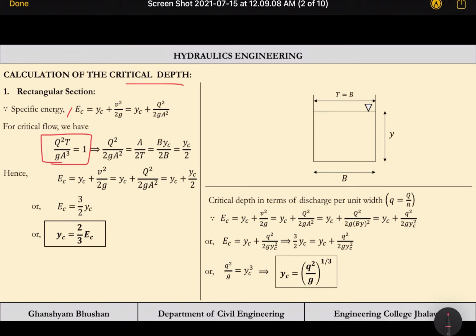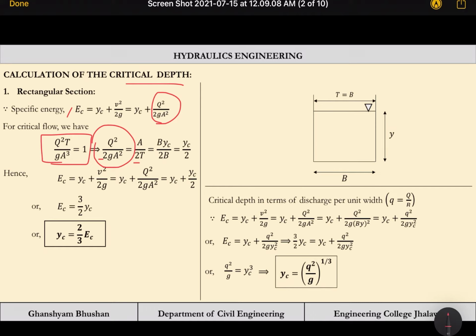That means we have taken A by T and divided by 2 on both sides. You can see 2 here and 2 here. Why are we doing so? So that we can easily get the value of Q square by 2g A square. If we can replace this value in terms of y, we can directly see the relationship between E and y. So A by 2T is what?